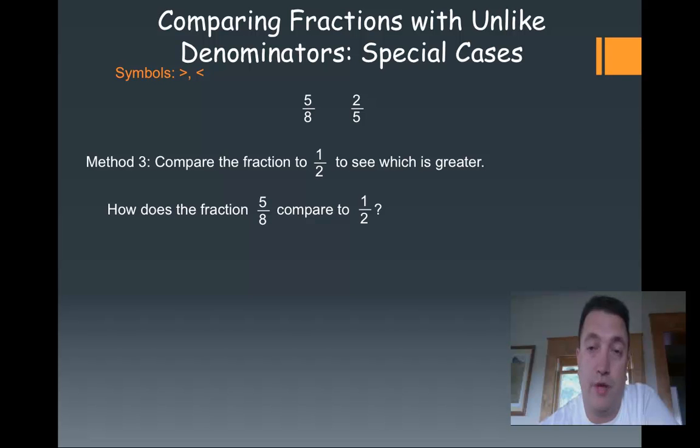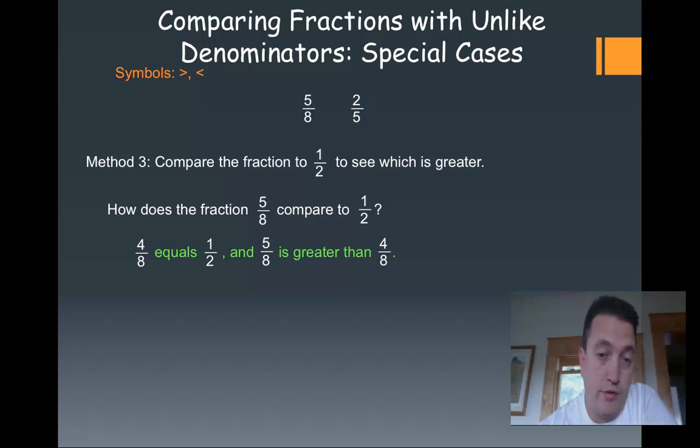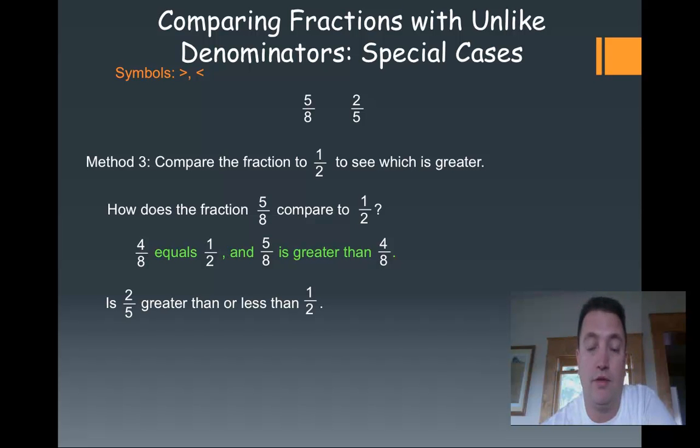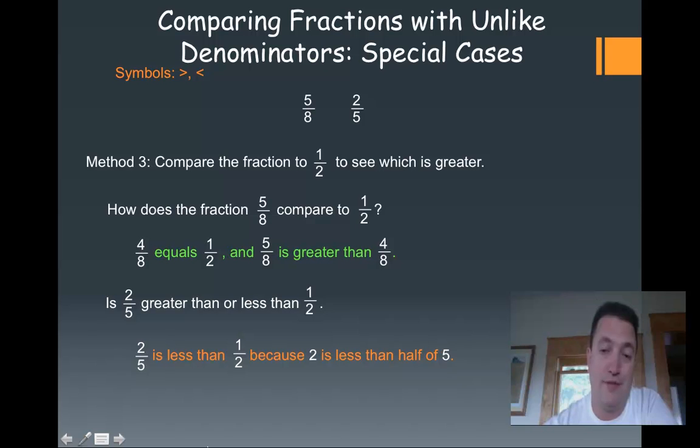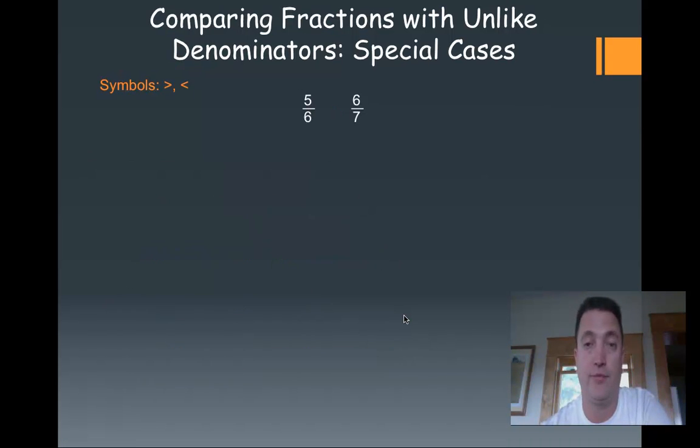So how does the fraction 5/8 compare to 1/2? Well, 4/8 equals 1/2, and since 5/8 is greater than 4/8, 5/8 has to be greater than 1/2. Okay. Is 2/5 greater or less than 1/2? Well, 2/5 is less than 1/2 because 2 is less than half of 5. Half of 5 would be 2.5, so 2 is less than that, which means that when I compare these two fractions, 5/8 is going to be greater than 2/5 because one is more than half, one is less than half.